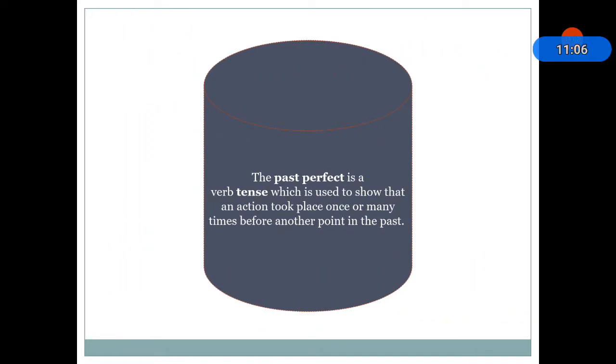Now let's move on to past perfect tense. Now what is past perfect tense? The past perfect tense is a verb or a tense which is used to show that an action took place once or many times before another point in the past. Or in other words, you can say that past perfect tense is used to refer to actions that took place and were completed in the past. For example, I had written a letter before I went to the post office.